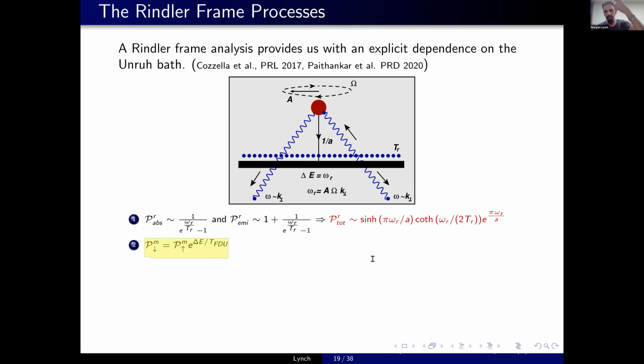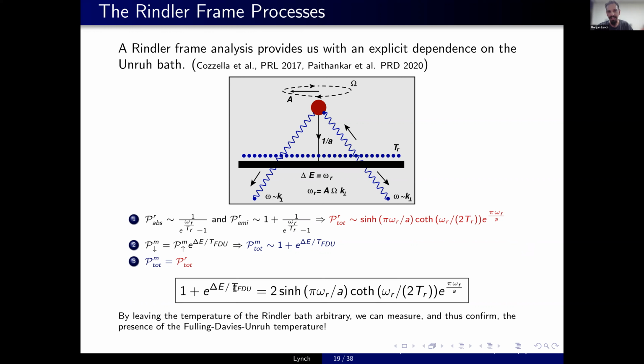So when you sum over transitions up and down, you end up with this thermal factor. Now, when you set the Rindler frequency to the energy gap of the Unruh-DeWitt detector, and the temperature of the Rindler bath to the Fulling-Davies-Unruh temperature, these things collapse identically to each other. So by covariance, we have that these two things are the same process.